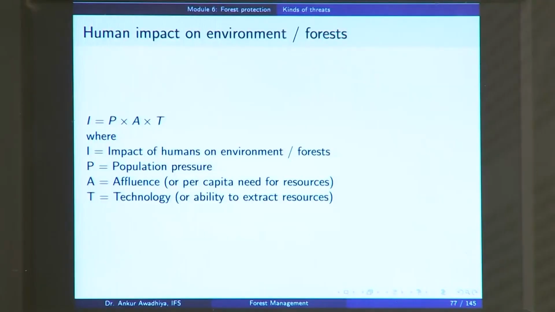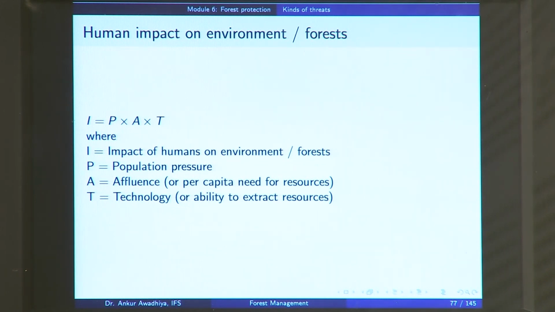Our population size has been growing for the past many years. So, now we have a situation where in this formula P is large, A is large and T is large. So, we are having a large impact on the forests, and the impact is so large that it is now threatening the forest. It is a big threat.